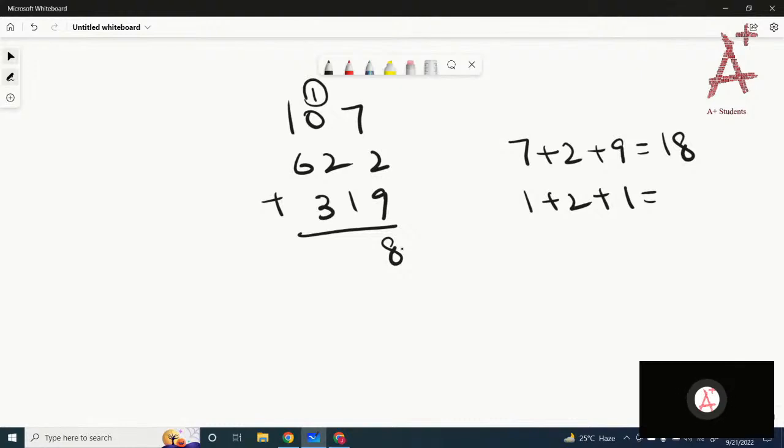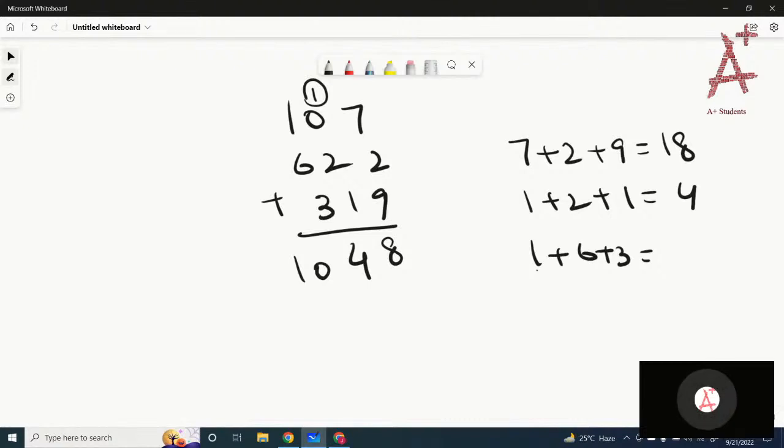So 2 plus 1 is 3 and 1 is 4. So here you have 4. Then you have 1 plus 6 plus 3. So 6 and 1 is 7, 8, 9, 10. So it is 1048. Got it? So you can complete the test by yourself.